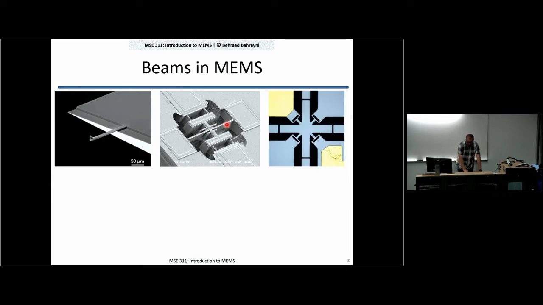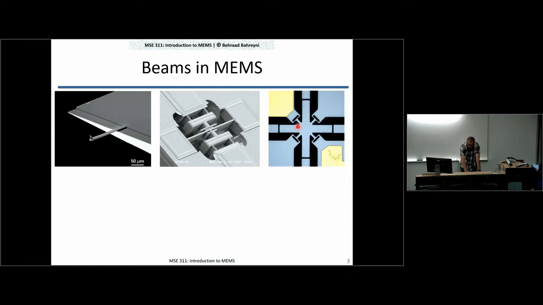Another example of a beam device is this. You can see that I have this free beam over here that is actually my device. I'm applying an electrostatic force to the ends of this beam, making it longer or shorter.